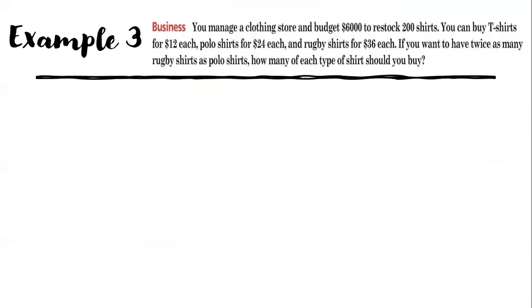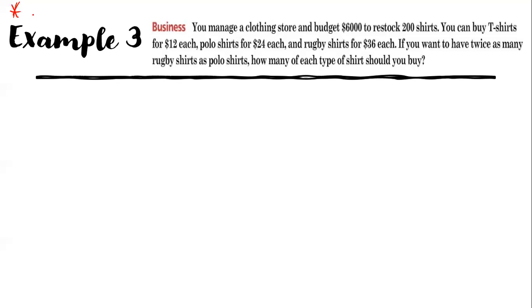All right, our last example is going to come from a word problem because, yes, systems and word problems are friends. So you manage a clothing store and budget $6,000 to restock 200 shirts. You can buy t-shirts for $12 each, polo shirts for $24 each, and rugby shirts for $36 each. If you want to have twice as many rugby shirts as polo shirts, how many of each type of shirt should you buy?